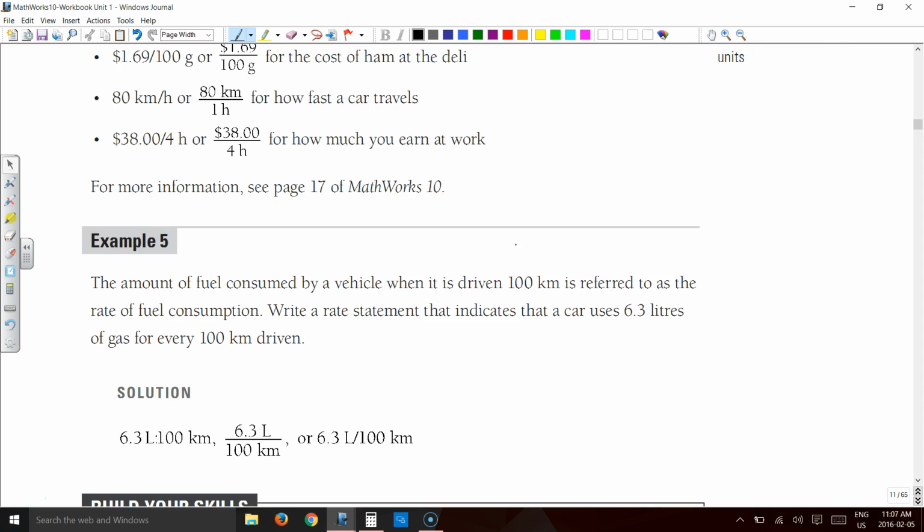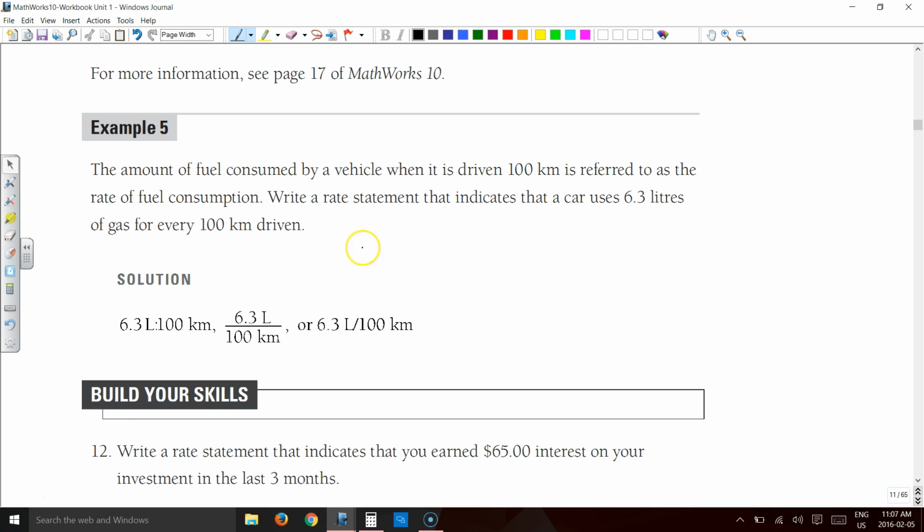Here's an example. Example 5: the amount of fuel consumed by a vehicle when it's driven 100 kilometers is referred to as the rate of fuel consumption. We're comparing distance in kilometers, and it's going to be in hours, because that's what we do here, kilometers per hour. Write a statement that indicates that a car uses 6.3 liters of gas every 100 kilometers.